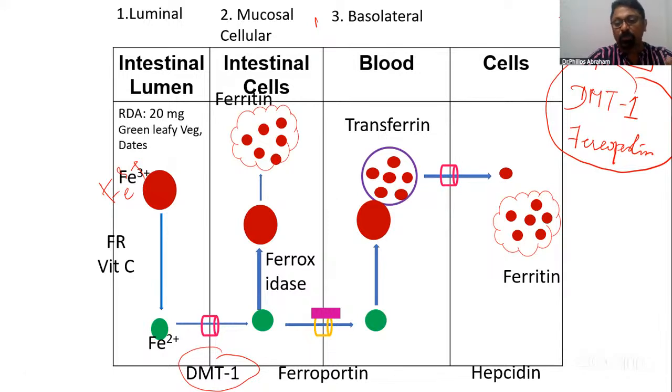So copper deficiency leads to iron deficiency. That's what I want to say. Peroxidase is a copper containing enzyme.